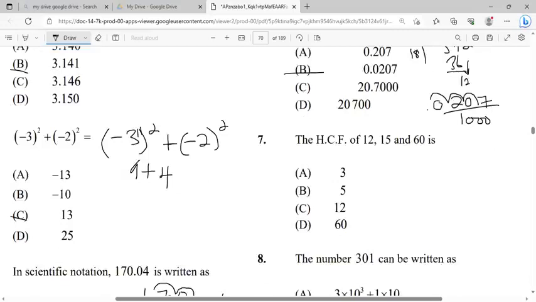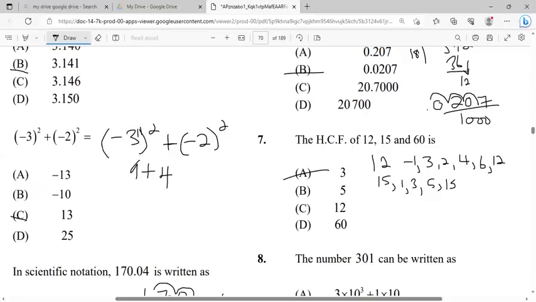The highest common factor of 12, 15, and 60 is. So let's list the factors. I'm going to do it in order. And then 12, right? Same thing with 15. We list the factors of 15: 1, 3, 5, and 15. Oh, I think I see the answer now. It's going to be 3. It's going to be 3, because 5 can't go into 12.